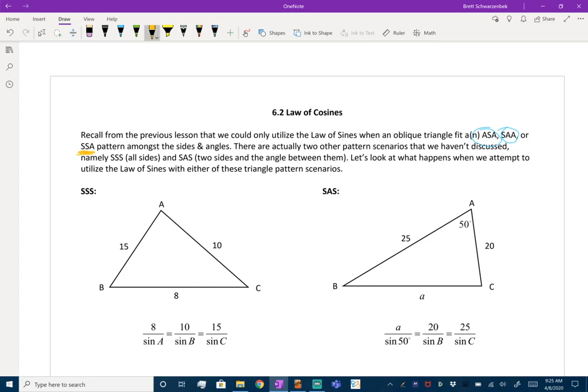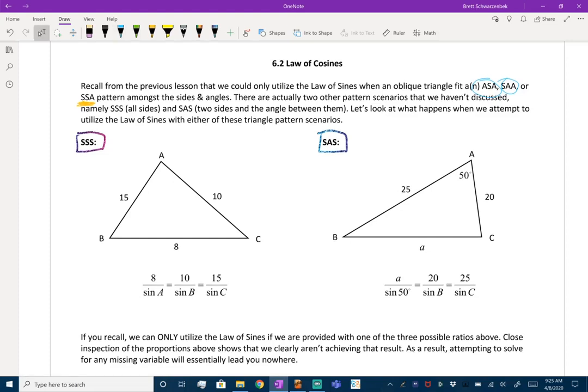So if you go through the many arrangements of figures in terms of sides and angles, there are actually two more scenarios that could develop of importance, and they are as follows: side, side, side, and side, angle, side. So what does that mean exactly? A side, side, side scenario would represent you being given all three sides of the triangle, but no angles in that oblique triangle. Okay, so that's one pattern.